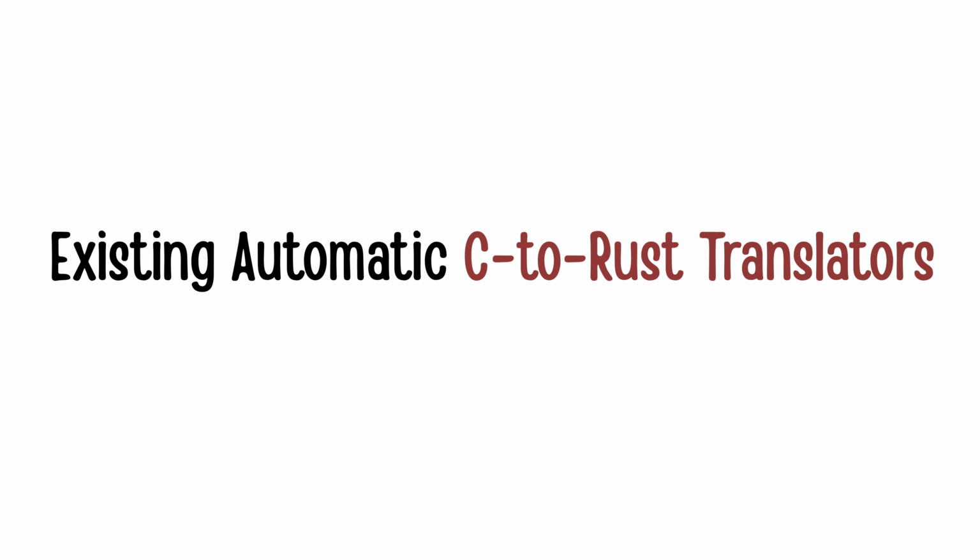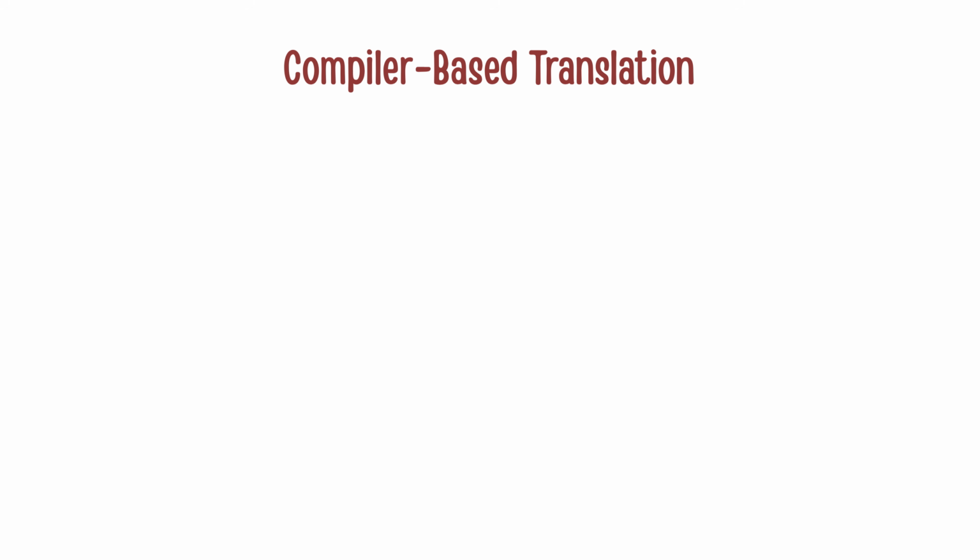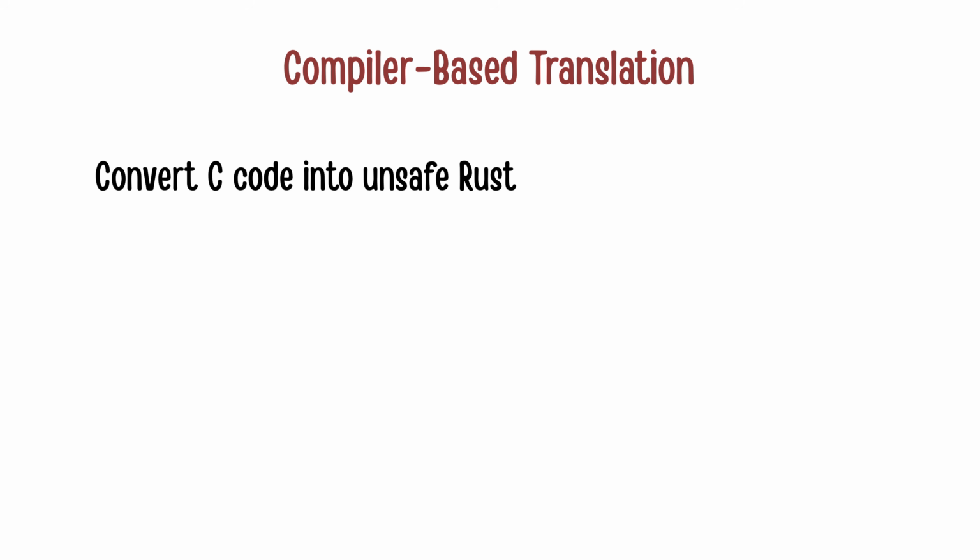Broadly speaking, there are two major approaches. The first approach relies on compiler and static analysis. Most tools perform the translation in two stages. First, they convert C code into unsafe Rust. This step is relatively straightforward because unsafe Rust allows raw pointers and bypasses many of Rust's safety rules. A well-known tool called C2Rust performs this line-by-line conversion very effectively. However, this is only half the battle.